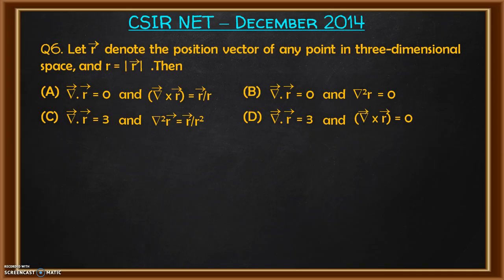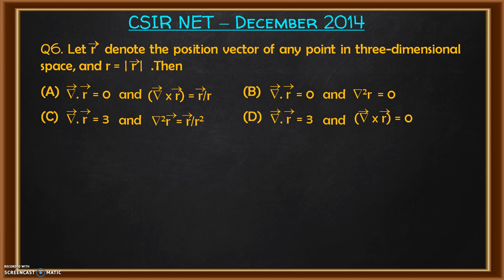Next question is from December 2014. So in this question, we have a position vector R of any point in three-dimensional space, and this R is represented as the magnitude of vector R, this term. Then we need to find out which pair of relationships is correct.